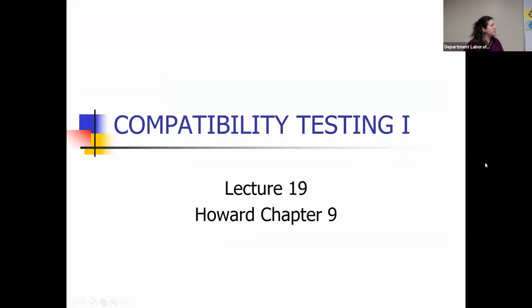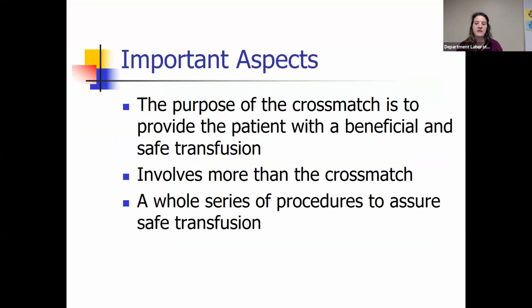All right, so lecture 19, we're moving on to compatibility testing. We've mentioned this several times throughout this, so now you guys are actually going to understand what compatibility testing is. And when you think about compatibility testing, it's important to think about the purpose of BloodBank. All right, so the role of BloodBank is to provide safe products for transfusion to replace what your patient is lacking. The key word there is safe, all right?